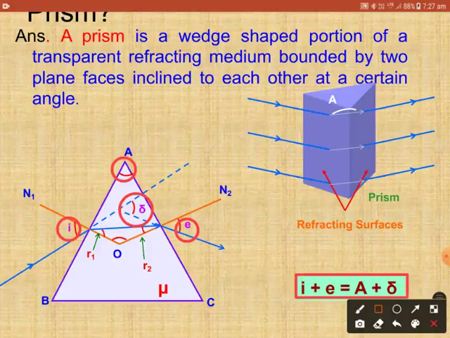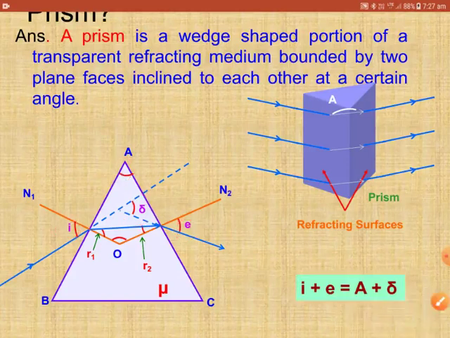Prism equation. Just like in the case of a lens or a mirror, where you have the mirror formula and lens formula, you can also say this is the prism formula. So what is that prism formula? The angle of incidence plus the angle of emergence will be equal to the angle of prism plus the angle of deviation. Or you can state it like this: the sum of the angle of incidence and the angle of emergence is equal to the sum of the angle of prism and the angle of deviation. Got it? This formula we call the prism formula, right?